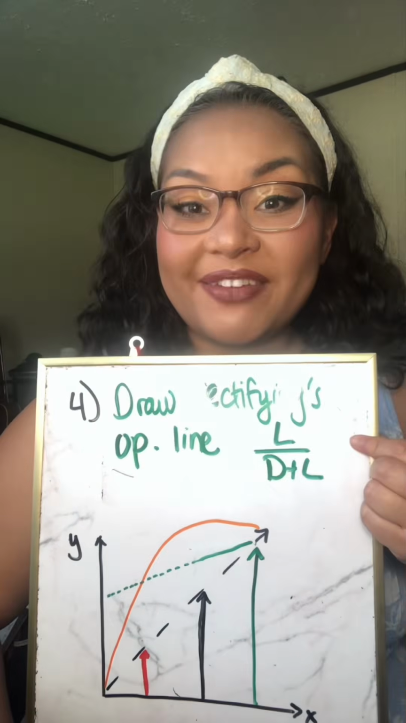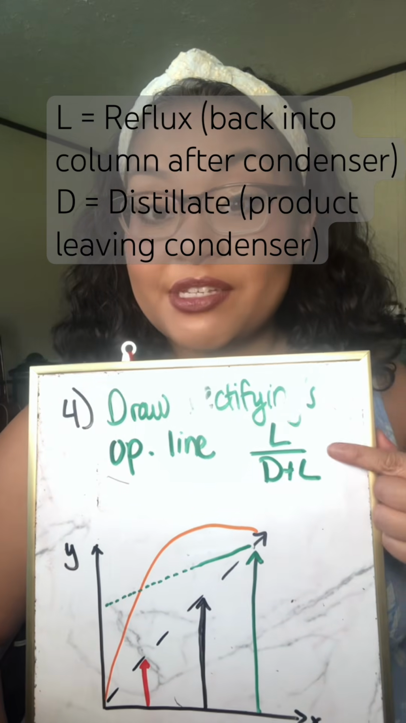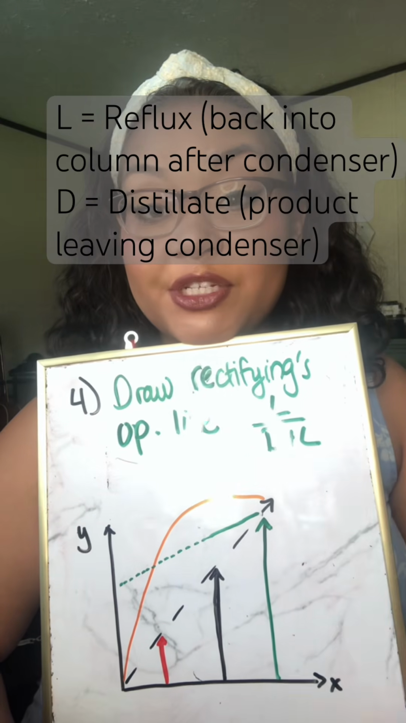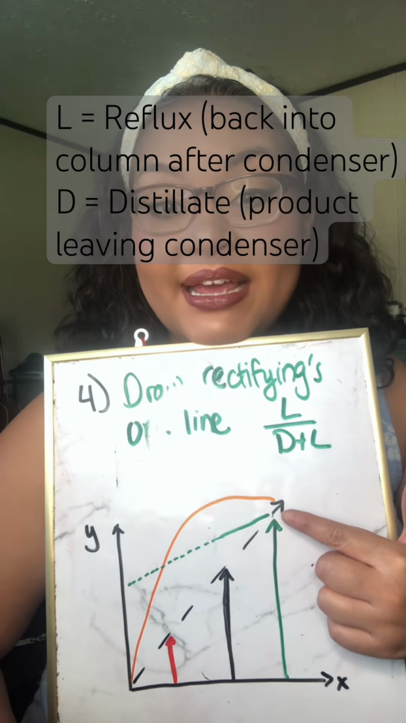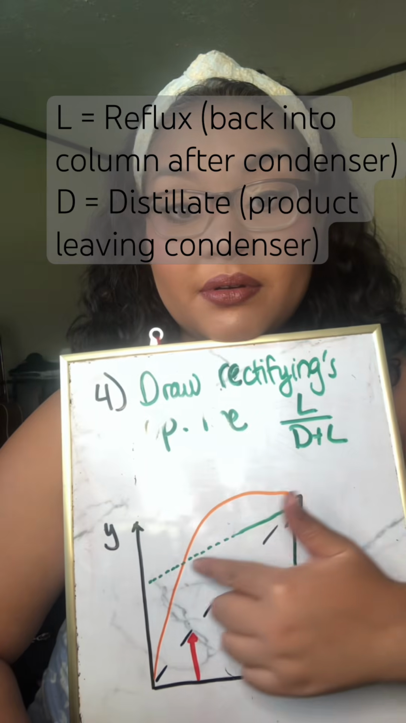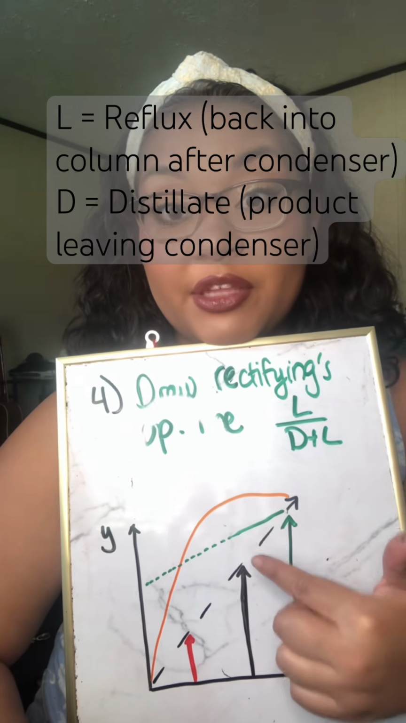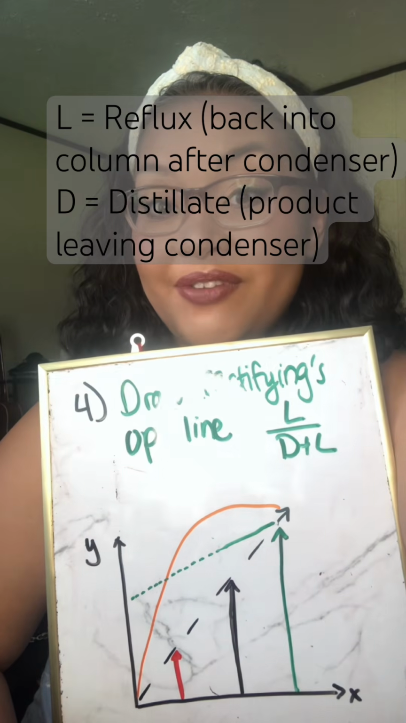Step 4, draw the rectifying section's operating line, which has the slope L over D plus L. So that starts where the distillate composition meets the y equals x line and then goes down with that L over D plus L slope, and I'm dotting it where I think the Q line is going to intersect. That is only for visual purposes.